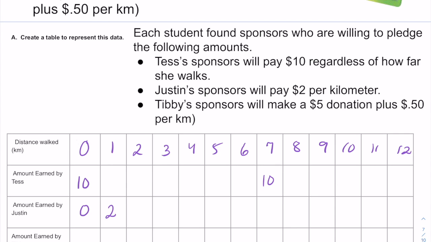And then Tibby, remember, if Tibby gets hurt or gets sick and she can't walk, she still gets the $5 donation. And if she were to walk 1 kilometer, remember, she's going to get 50 more cents, so her total would be $5.50. If she walked another kilometer, it would be 50 more cents, so $6 total. You're going to take a few minutes and fill out the table.